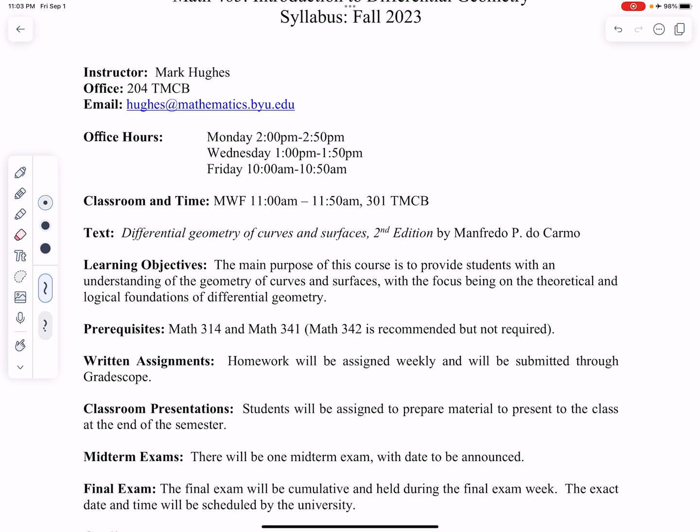This is kind of a cool course because I teach differential topology, which is a 600 level class, and I also teach the graduate version of differential geometry, which is a slightly more abstract version of this. The nice thing about this class is that we will get to see a lot of concepts that show up in graduate level differential geometry.